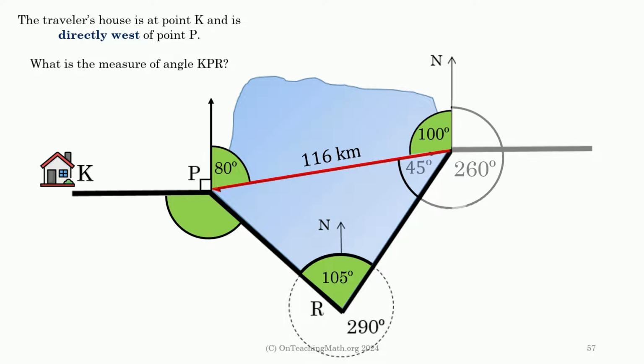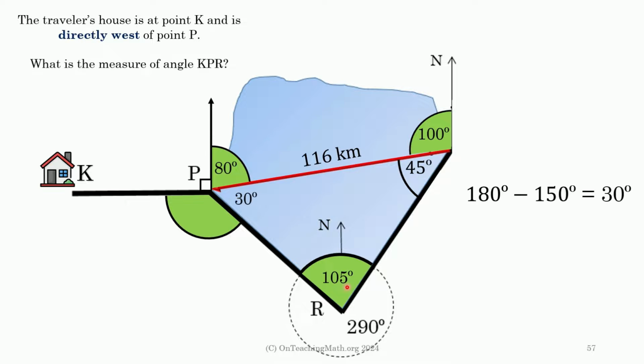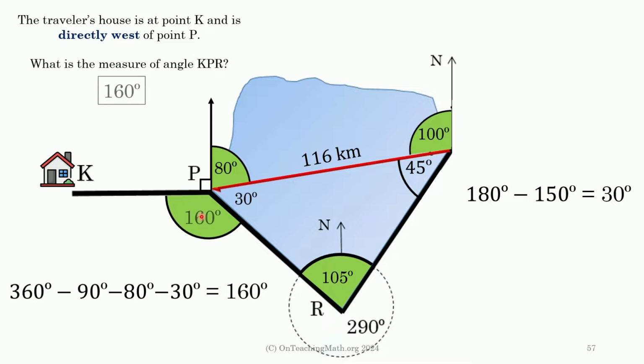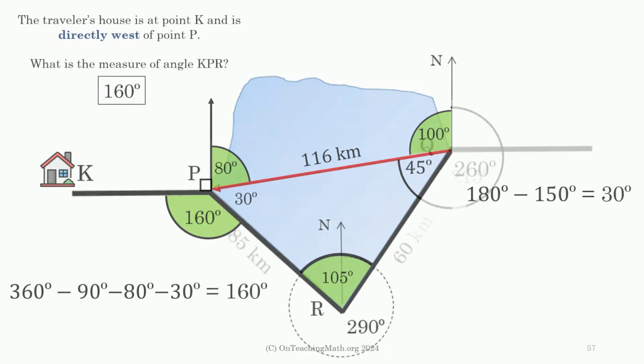And since I know that this is 45 and this is 105, well, 105 plus 45 is 150. 180 minus 150 is 30. So this angle right here, well, all four of these, 1, 2, 3, 4, all four of those would add up to 360. So if I take 360 and subtract the 90, the 80, and the 30, I get 160 degrees left. So the last angle that we have to find, KPR, is 160 degrees. So there we go.